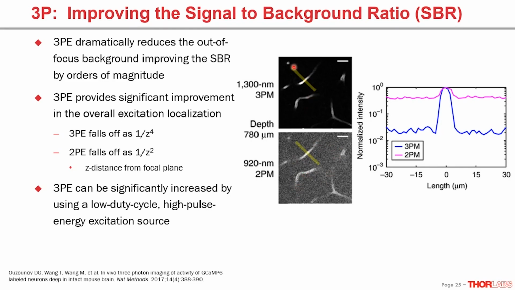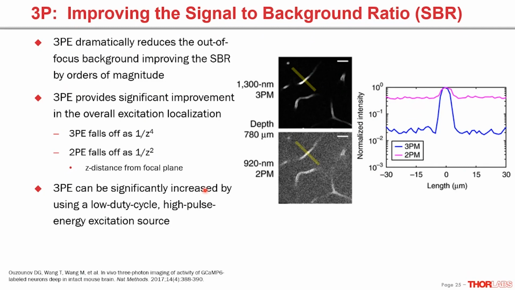You can quantify this by taking a line profile shown in yellow and plotting that on the right here. If you normalize for the signal, and then look at the blue curve versus the pink curve, you can see that the blue curve, the background of the 3-photon, is orders of magnitude less than the 2-photon. So 3-photon excitation dramatically reduces the out of focus background, improving the signal to background ratio by orders of magnitude. 3-photon excitation provides significant improvement in the overall excitation localization. Another way of saying this is that 3-photon has better optical sectioning capabilities compared to 2-photon.